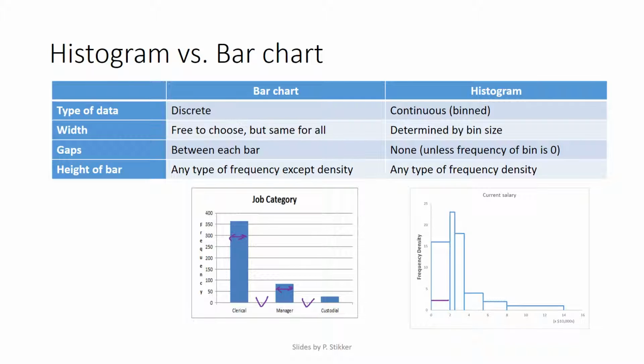While in a histogram, we usually use frequency density. Unless all the bins have the exact same size, then you can also use frequency. So many computer programs actually use frequency for the height, and it doesn't really matter much as long as all the bin sizes are the same.